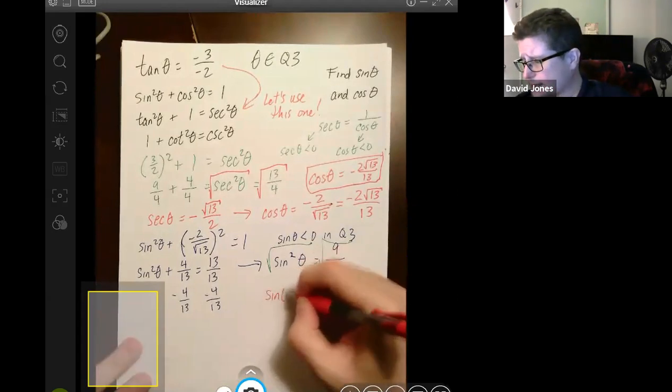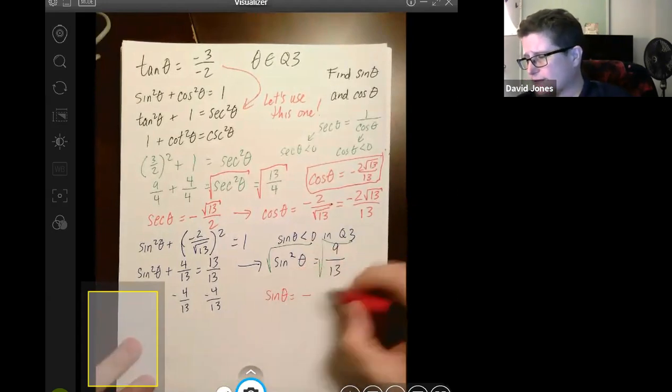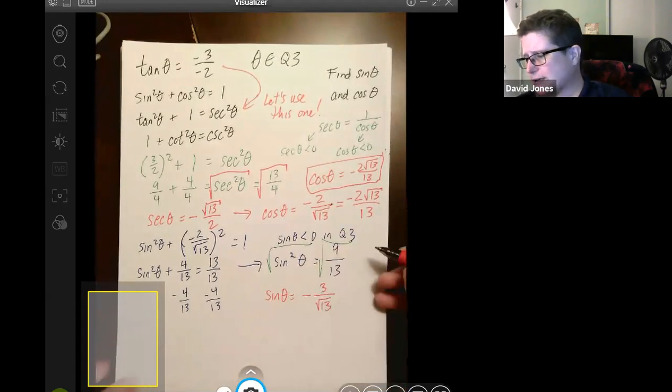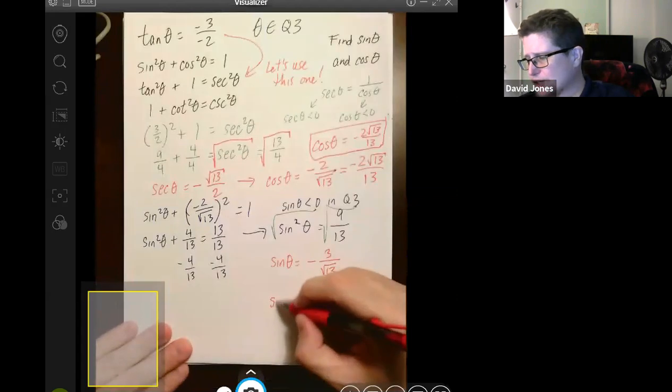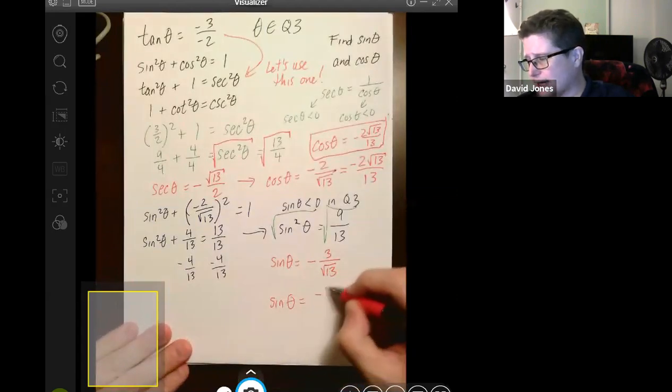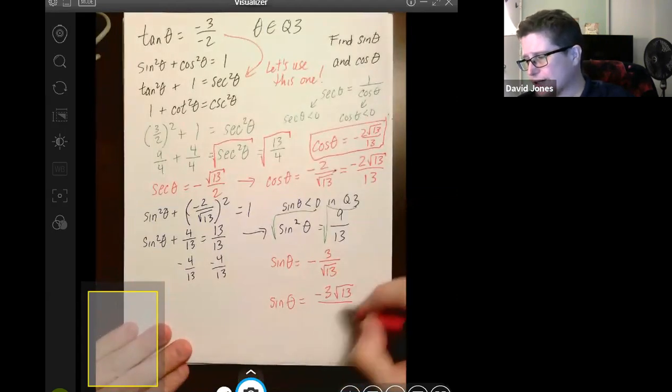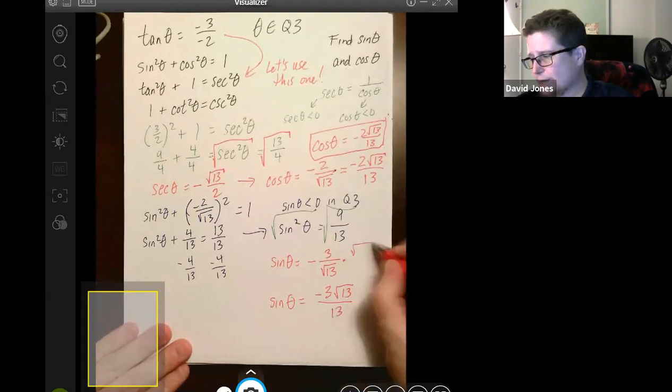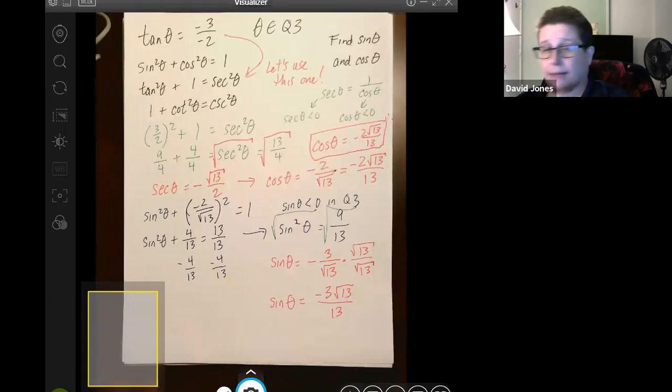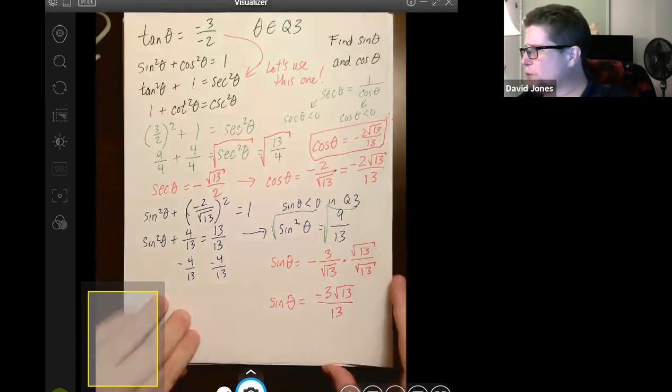Sine theta equals negative square root of 9, which is 3, over the square root of 13. And if we rationalize it, we get -3 root 13 over 13. Again, I'm doing that by multiplying the top and bottom by the bottom. That clears radical signs in the denominator. All right, good stuff. Let's take a look at 5.3.